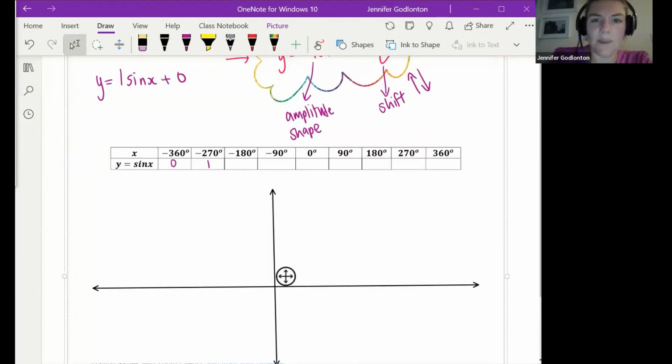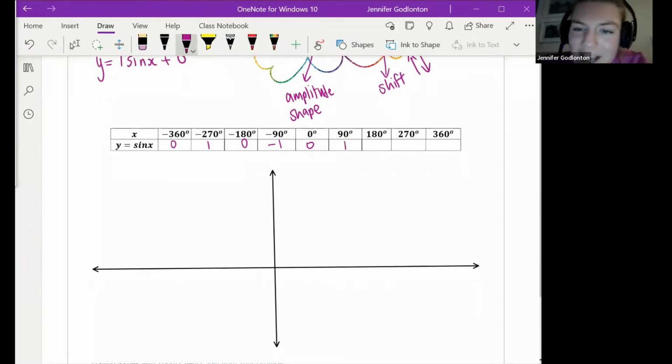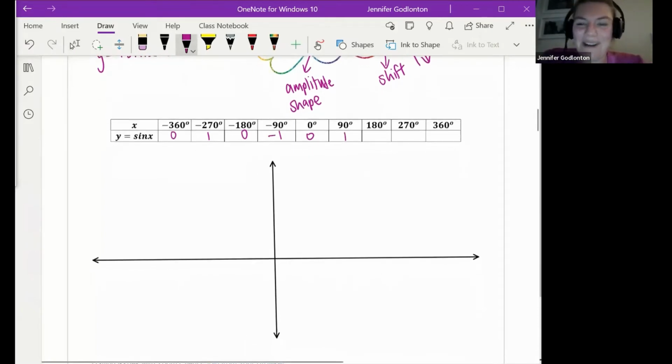Okay. What was my answer for negative 180? Yeah. Good. Negative 90. Negative 1. Good. Sine of 0. 0. Good. Sine of 1. Oh, I just gave you the answer. Sine of 90 is 1. Sine of 180.